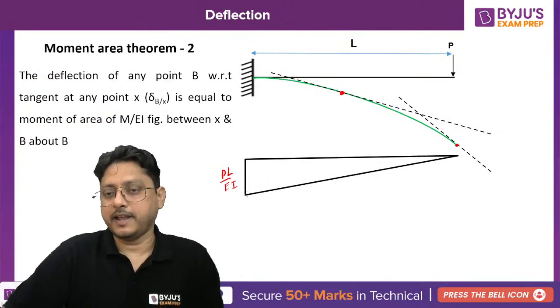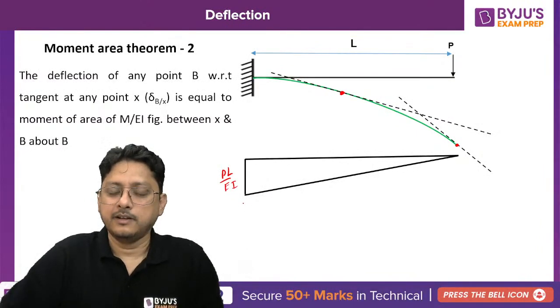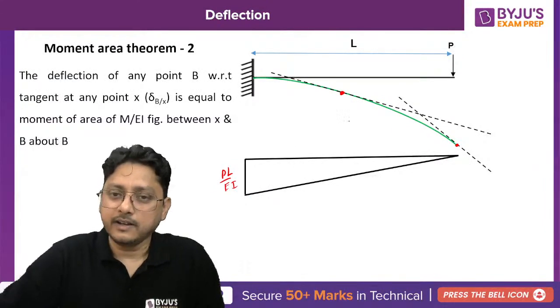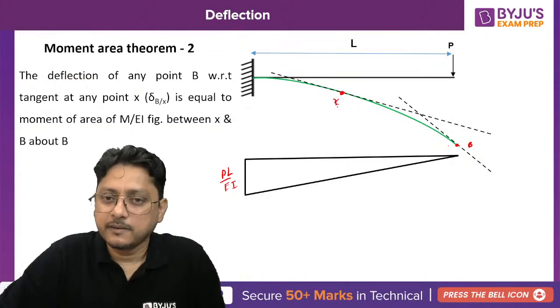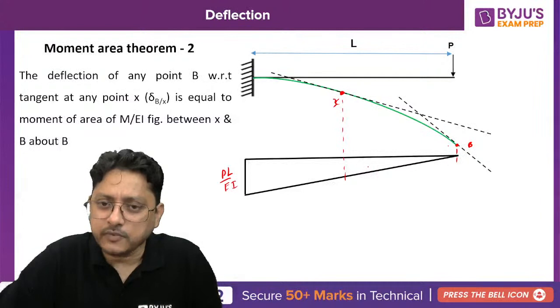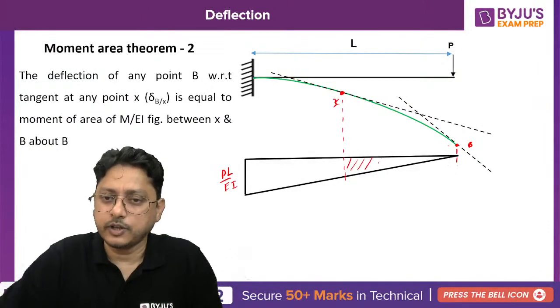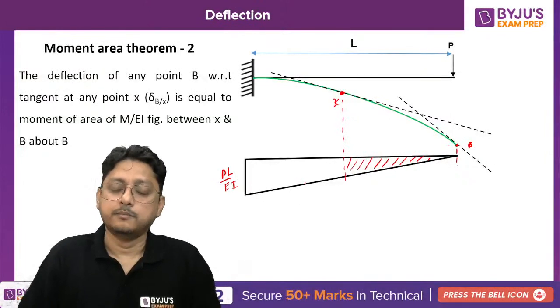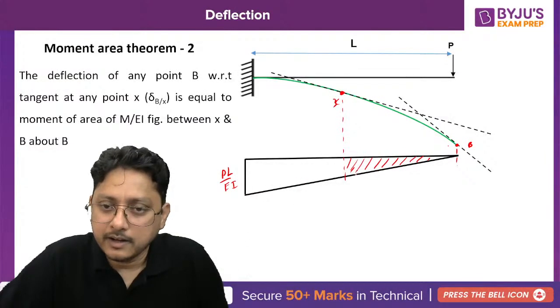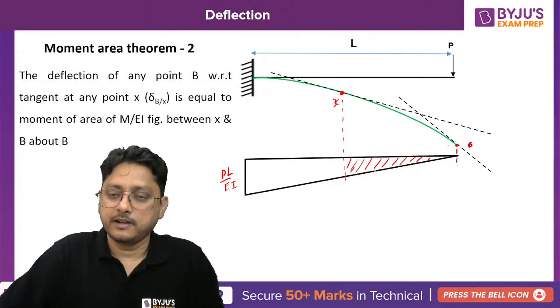After drawing the M by EI diagram, see, earlier you took this as your point X and this as your point B, isn't it? Earlier you said that the area between these 2 points will provide you the slope. Now it says that the moment of this area, listen carefully, the moment of this area will give you the deflection. The moment of area will give you the deflection.